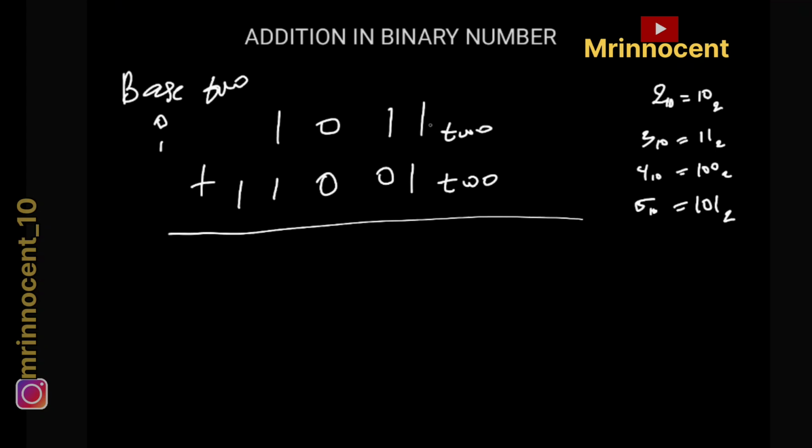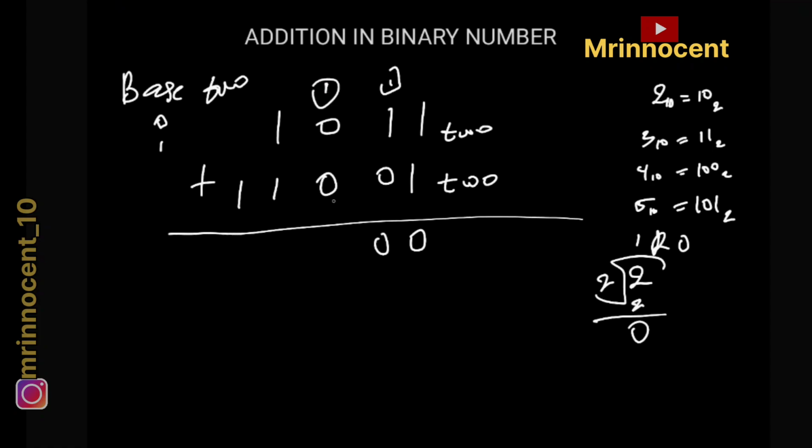So we have 1 plus 1, which is 2 in base 10. To convert 2 in base 10, you have 2 divided by 2, which is 1, and 1 times 2 is 2, so the remainder is 0. You write the remainder and carry 1 to the next. So 1 plus 1 is 2. You have 0, remainder 1.